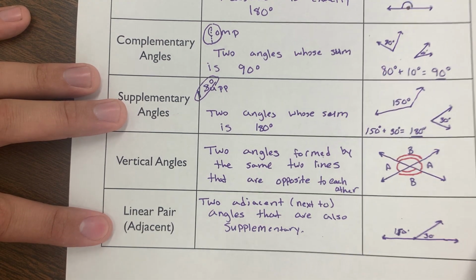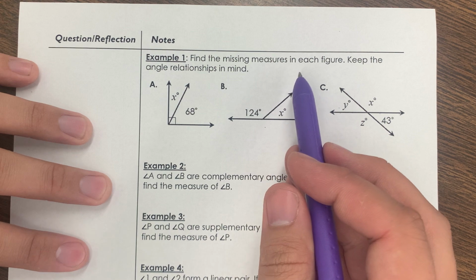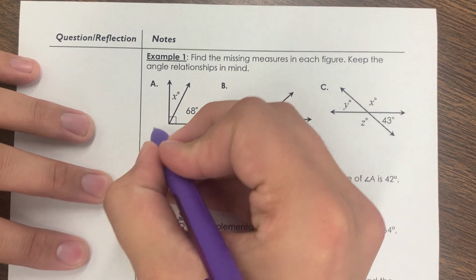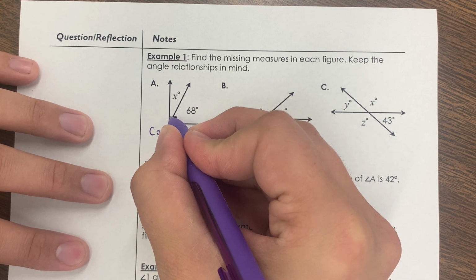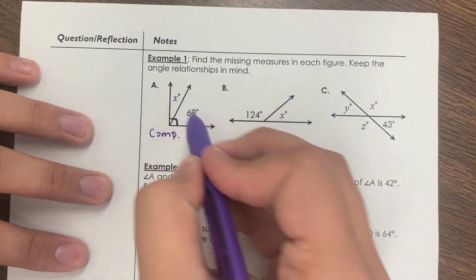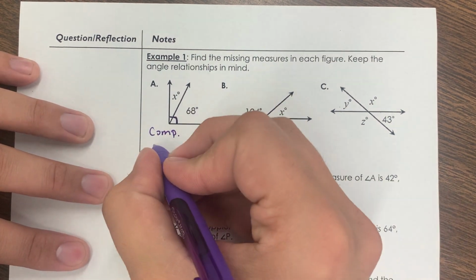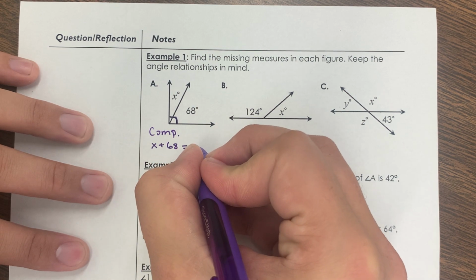So let's take a look at these practice problems that we have for this. All right, so example 1 says, find the missing measures in each figure. Keep the angle relationships in mind. So if I look here, I can see that this is a pair of complementary angles because I see that they have a 90-degree box right here. So these two angles have to add up to 90. So I have 68 and x add up to make 90. I'm gonna write that out as an algebraic formula at first. So x plus 68 equals 90.